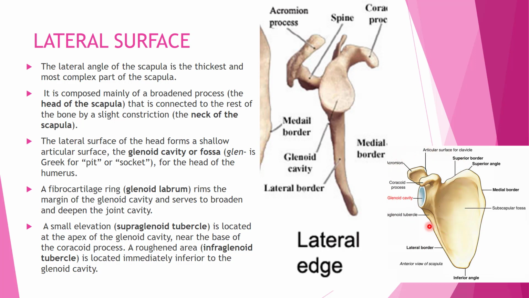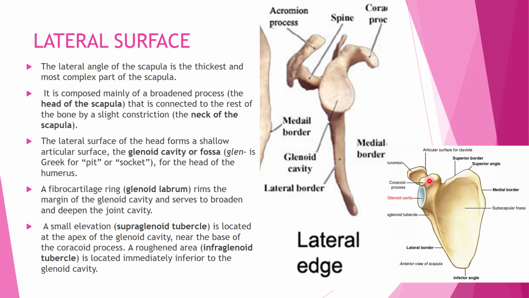It is composed mainly of the broadened process which is named as the head of the scapula. Can you see here the head of the scapula that is connected to the rest of the bone by a slight constriction which is named as the neck of the scapula. First of all, there is the head of the scapula, then there is the neck of the scapula.